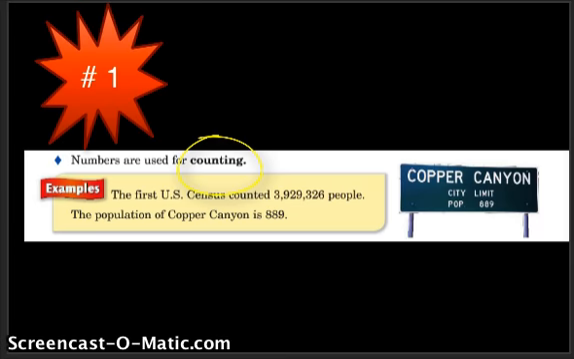The first purpose we're going to talk about is that numbers are used for counting or arranging groups of people or objects or other materials. So let's take a look here at the examples provided by our SRB. The first U.S. Census counted 3,929,326 people. Also, the population of Copper Canyon is 889. These are ways that numbers were used to organize and to keep record of groups of people.